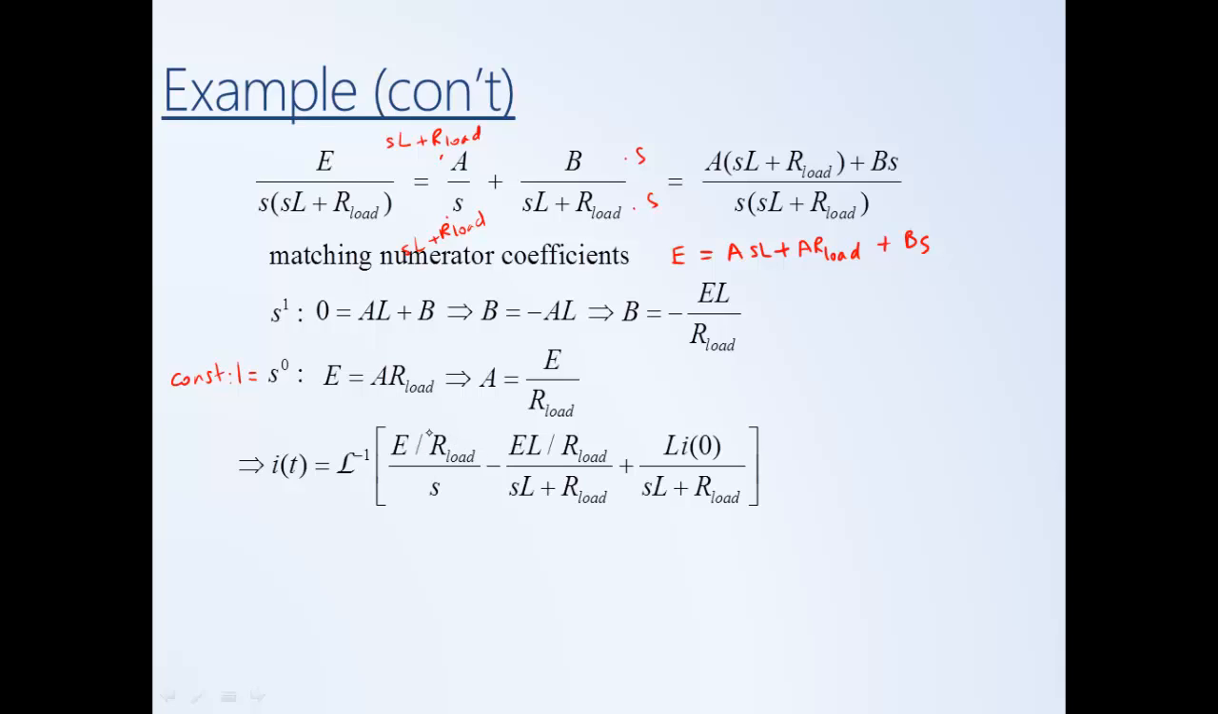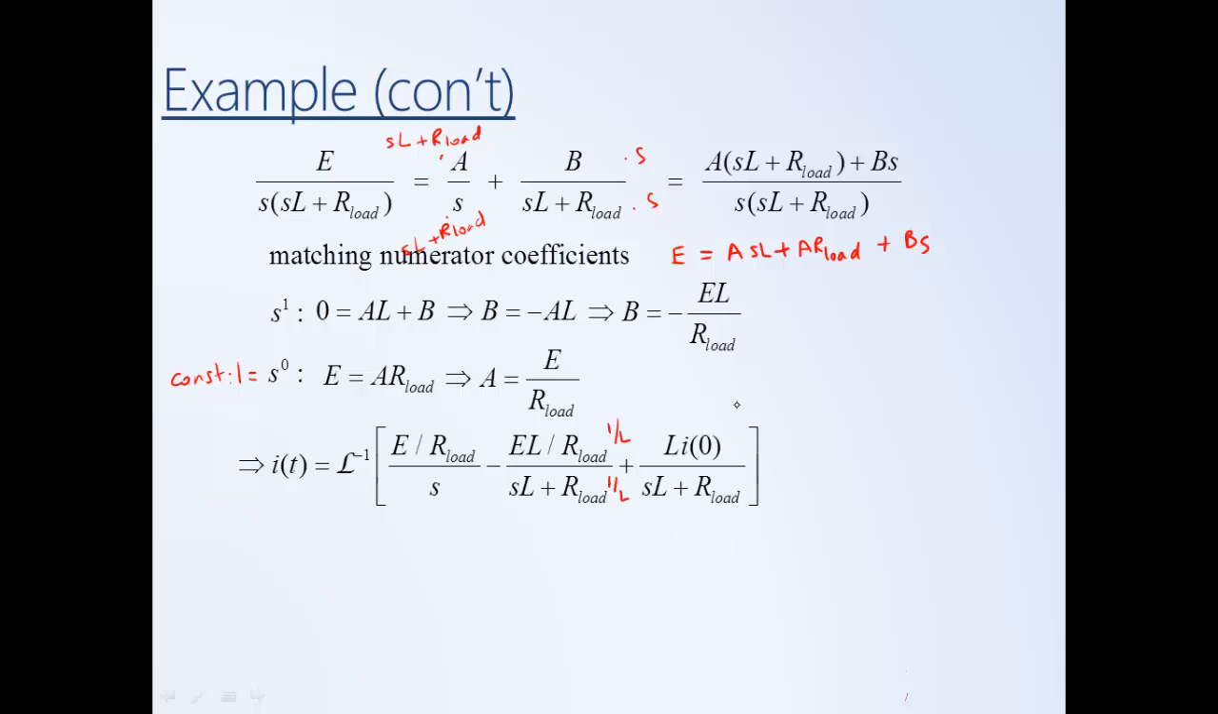Taking the inverse Laplace transform of the first term is relatively simple. This is just a constant over S, so it's like a step. The second term looks similar to an expression of 1 over S plus A, except we need to get rid of this L. So in essence, we need to divide through by L in the denominator and the numerator, and by doing that we'll get a denominator of S plus a constant.